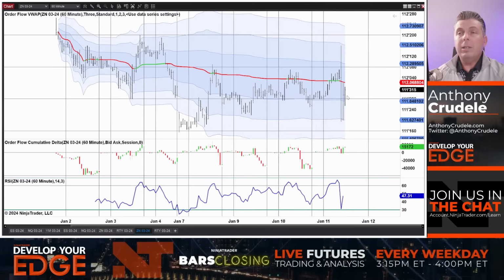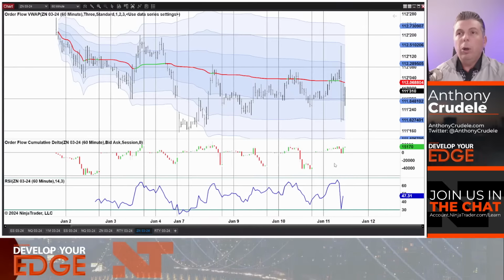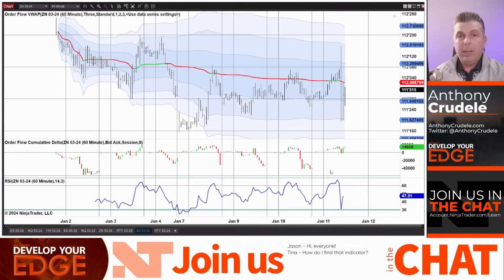And when you look at this, to me, it helps guide me in the short. This is a confirmation indicator. What is the VWAP doing? Where are we trading relative to it? What is cumulative delta doing, and RSI, which I'll get to next. It just helps me execute.